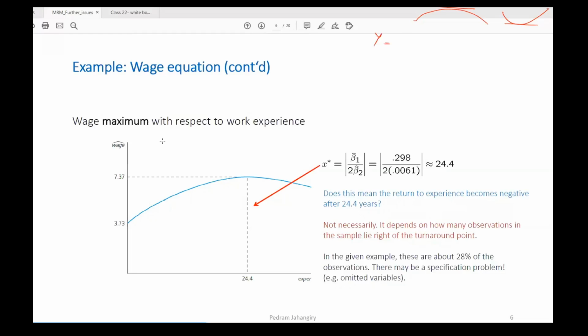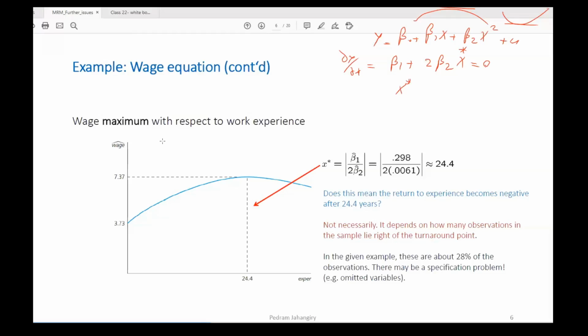Y is equal to beta 0 plus beta 1x plus beta 2x squared. Okay, let's say this is the model. Now, if I take the derivative with respect to x and set it equal to 0, so what do I have? Beta 1 plus 2 beta 2x. So this is my derivative, right? If I set it equal to 0 and solve for x star, so what is x star?